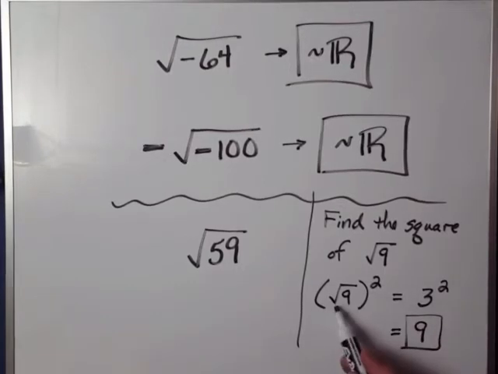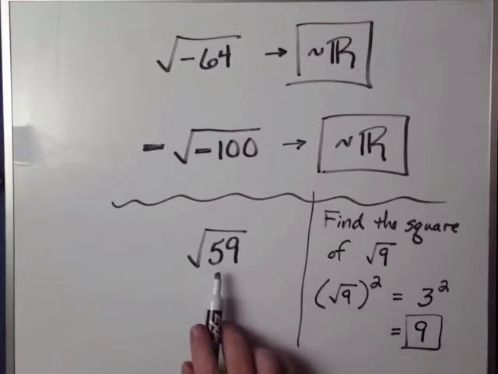A square and a square root undo each other. A square root is undoing a square. It's unsquaring. So the square of a square root basically puts you back where you start. Now we'll have more words about that here at the end of the section. It's not exactly that clean of a process. But I want you to think about this.